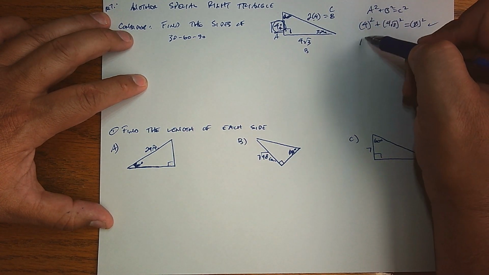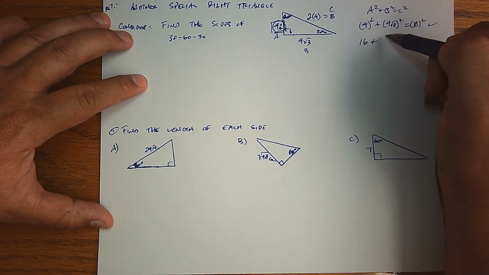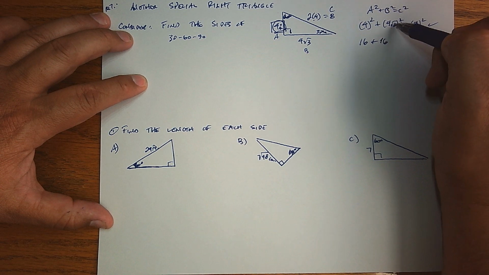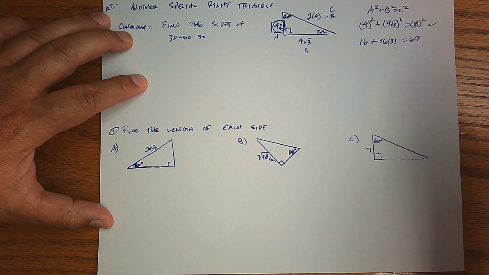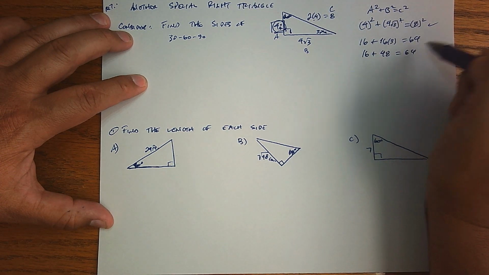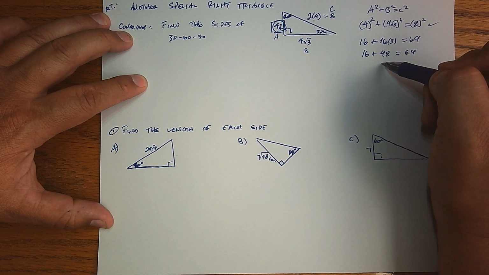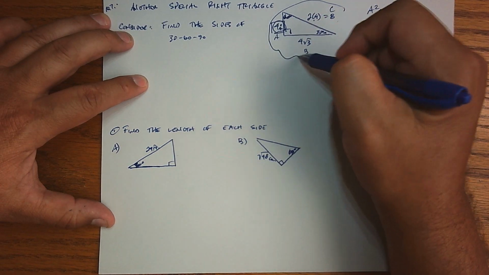So 4 squared is 16. Here we are squaring a product, so 4 squared is 16. The square root of 3 squared is 3. And then over here we get 64. And this is 16, this will be a 48. And then of course 16 plus 48 is in fact 64. So that relationship I told you is true.